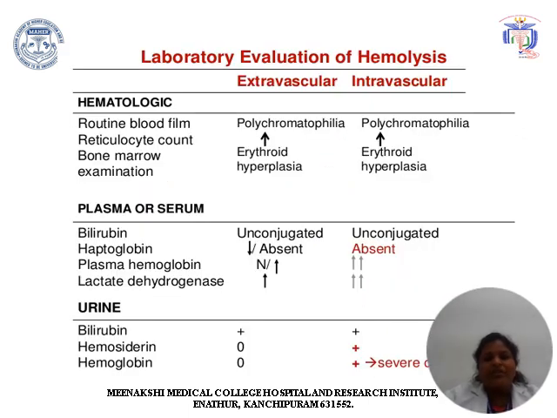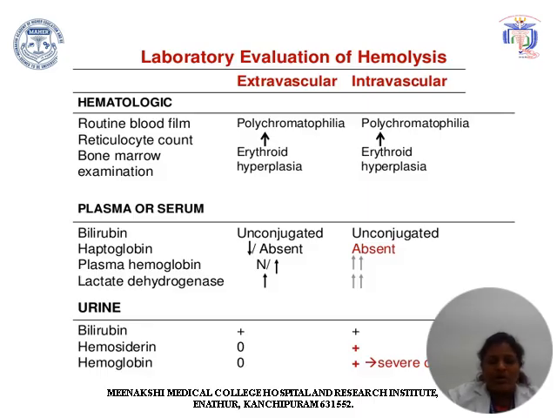Laboratory evaluation of hemolysis: the features of extravascular and intravascular. Hematological features like routine blood film, we have polychromatophilia in both cases. Reticulocyte count is increased in both types of hemolysis. Bone marrow shows erythroid hyperplasia in both cases. In plasma or serum, unconjugated bilirubin is there in both. Haptoglobin is reduced or absent in extravascular, whereas absent in intravascular.